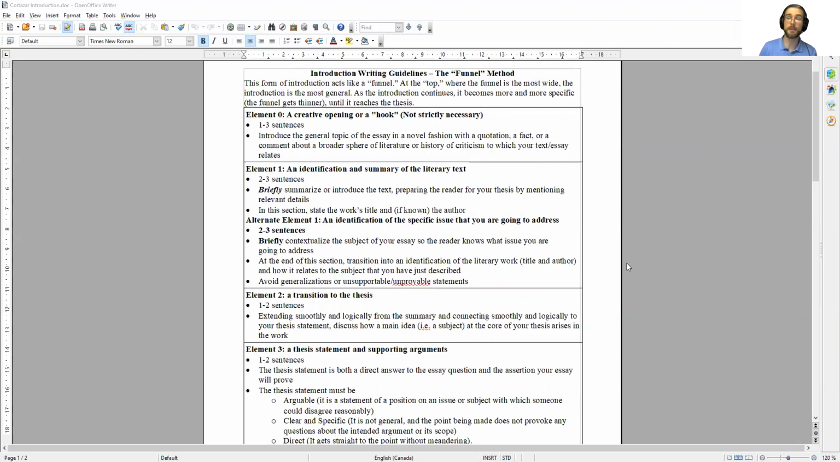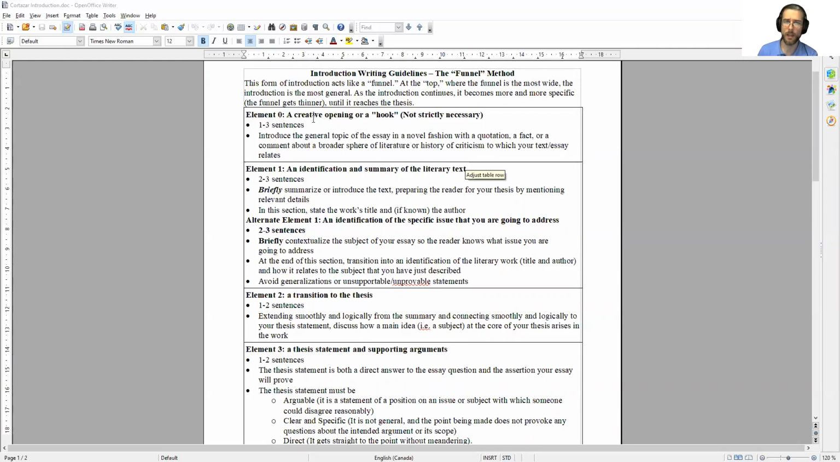Now, these supporting arguments may or may not be included. Some people or some professors prefer you to include clear, specific supporting arguments. Some ask you to include a guiding statement. There are many different ways to develop this section, and we'll go over several of those approaches to the thesis statement as we go on in this video.